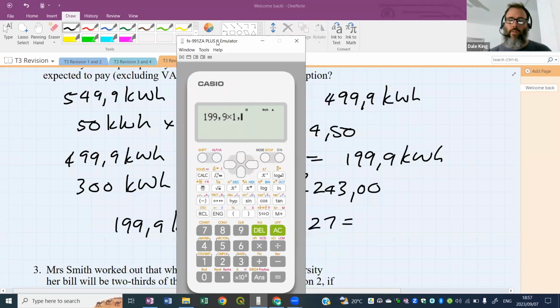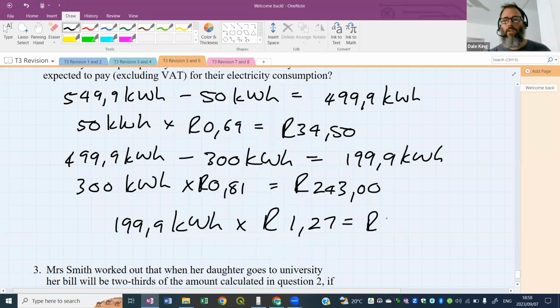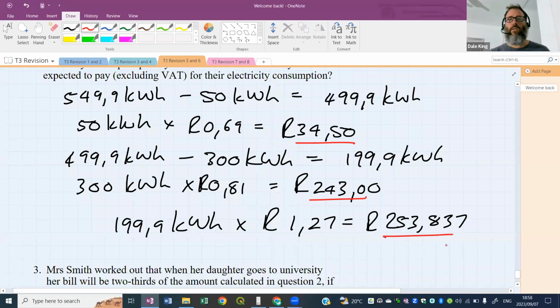199.9 times 1.27 is 253.873. And then we add these totals up. I'm not going to do it now, but we will add those three totals up to get the final answer.